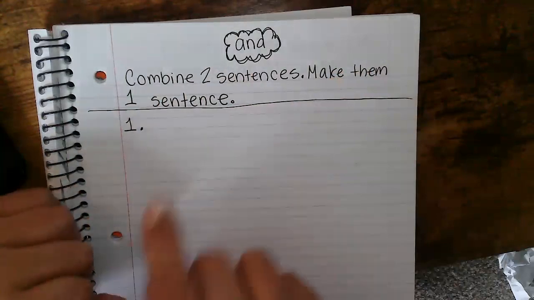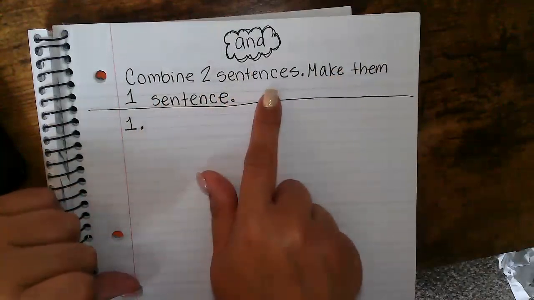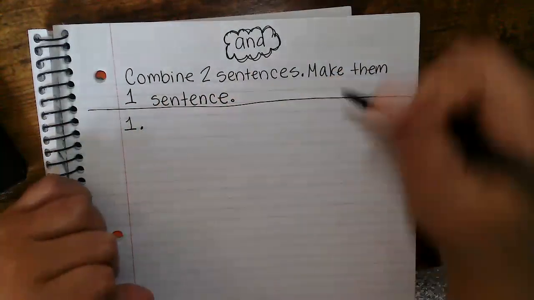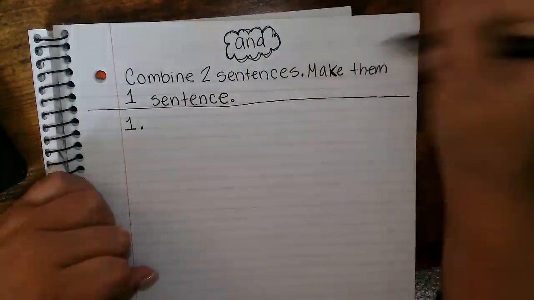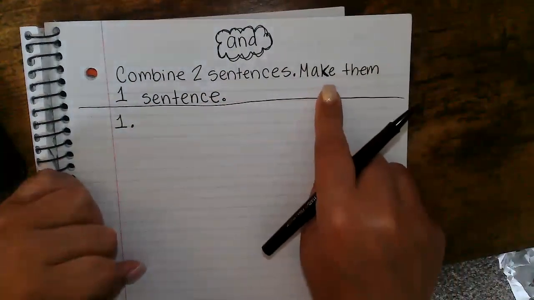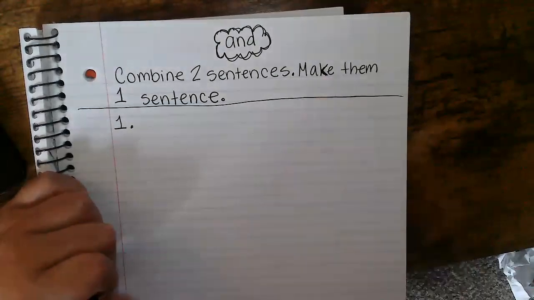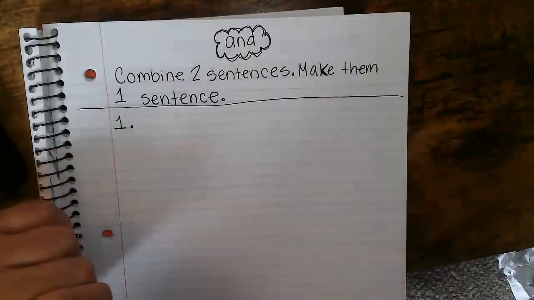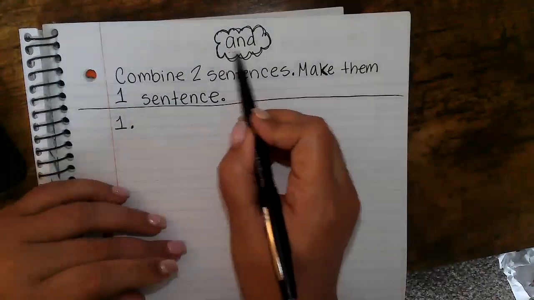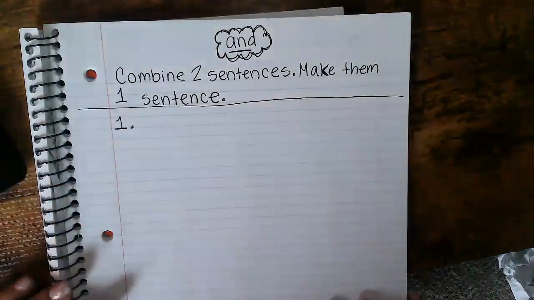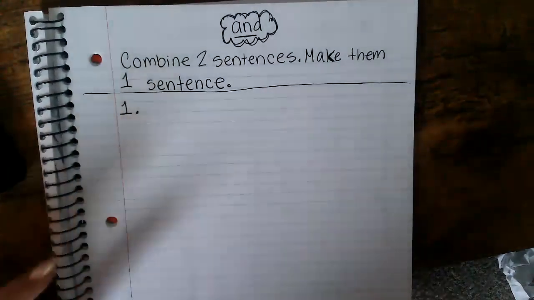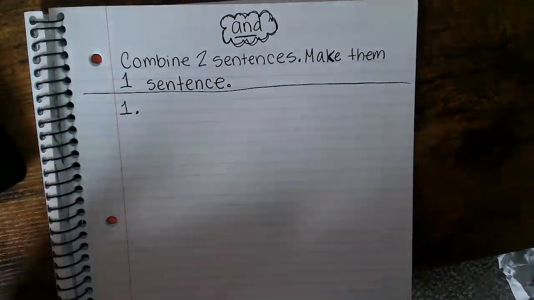All right, we're back. So combine two sentences, make them one sentence. And oftentimes we do that by using words like and, but, or. So today we're going to focus on the word and. So I want you to write number one on your paper, and we're going to go ahead and start here.